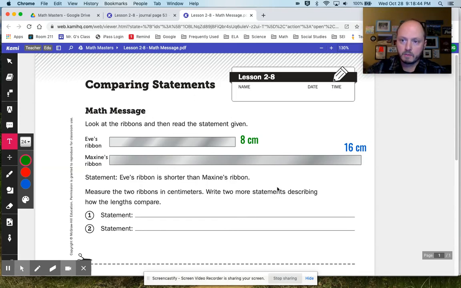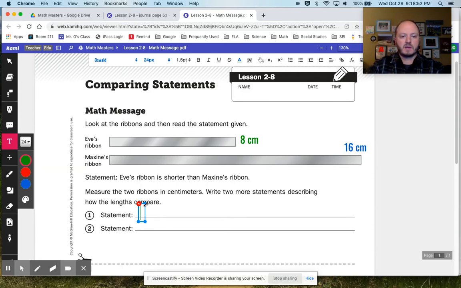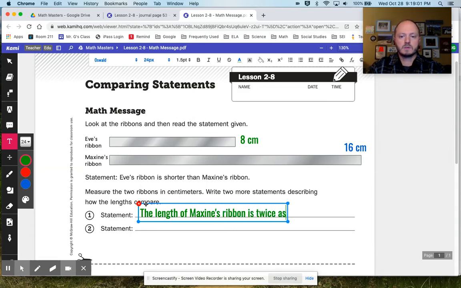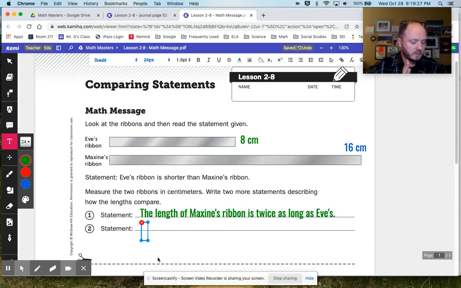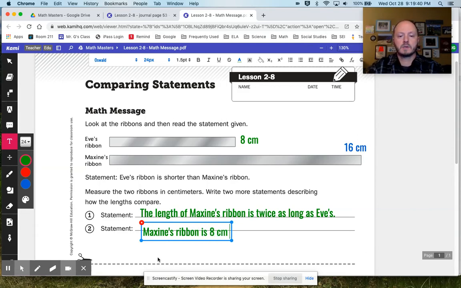Okay, so I hope you paused, recorded those comments, and we can jump back in. One statement that we could make is that the length of Maxine's ribbon is twice as long as Eve's. 16 is twice as much as 8, right? So we could say twice as long, or we could say 2 times as long. Both of those show a relationship. We could say another statement: Maxine's ribbon is 8 centimeters longer than Eve's.